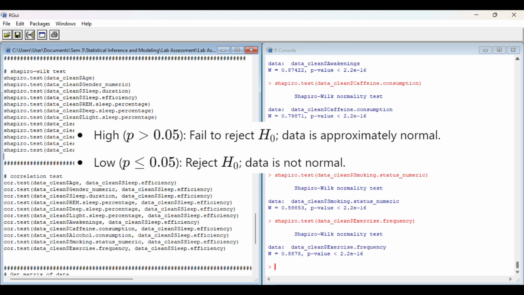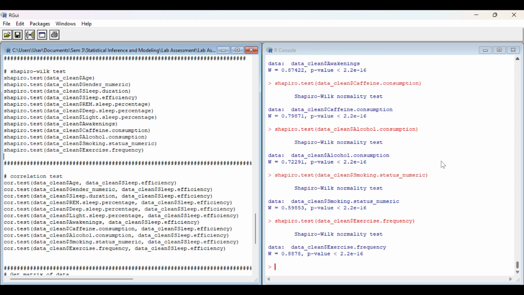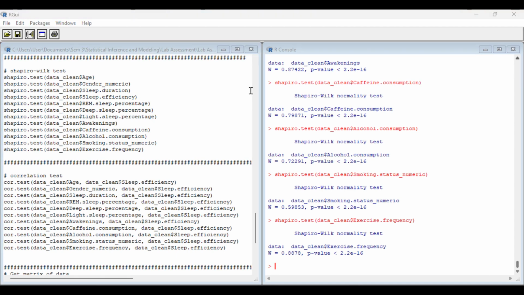a normal distribution. In our analysis, all variables return a p-value less than 0.05, as most of them return 2.2 exponent negative 16, suggesting that the data is not normally distributed. The result is expected as the dataset was not collected personally and likely comes from various sources.